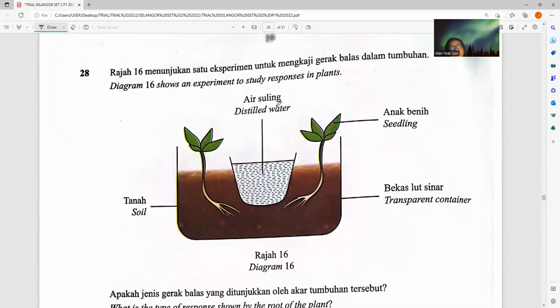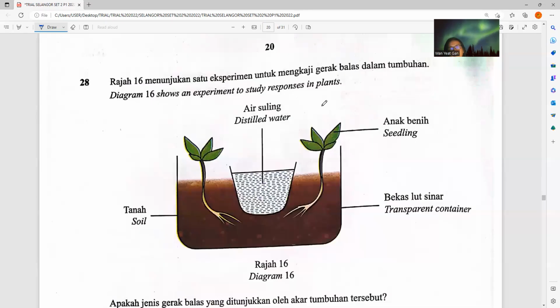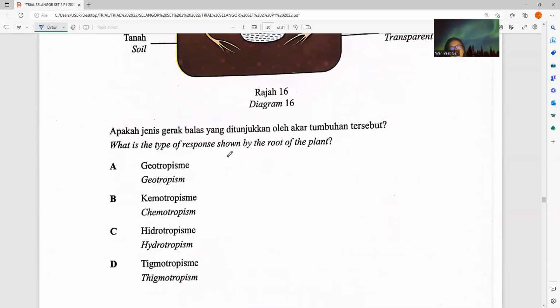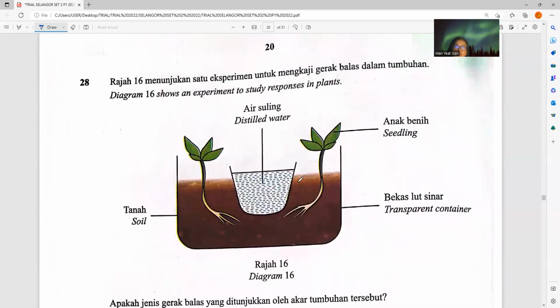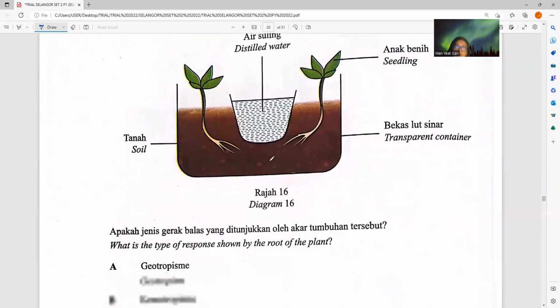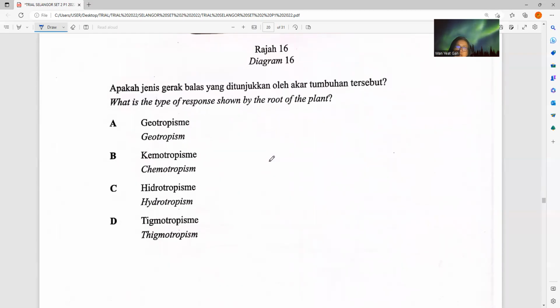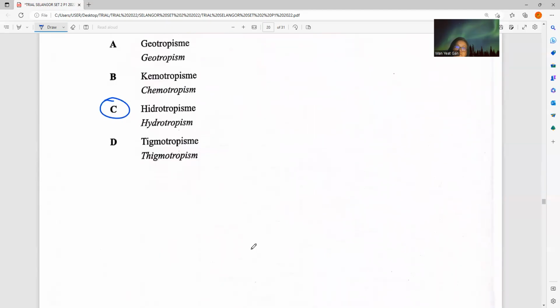Diagram 16 shows an experiment to study responses in a plant. What is the type of response shown by the root of the plant? The plant is moving towards the water. As you can see, the roots are heading towards the direction of the water. So this is hydrotropism. The hydrotropism is stronger than geotropism.